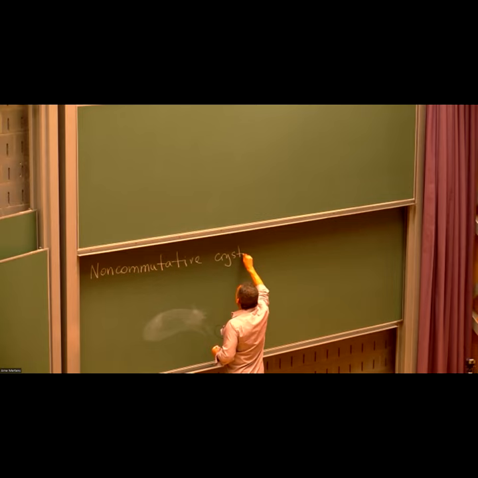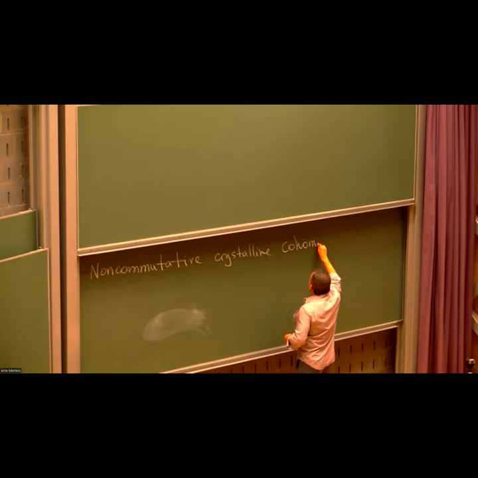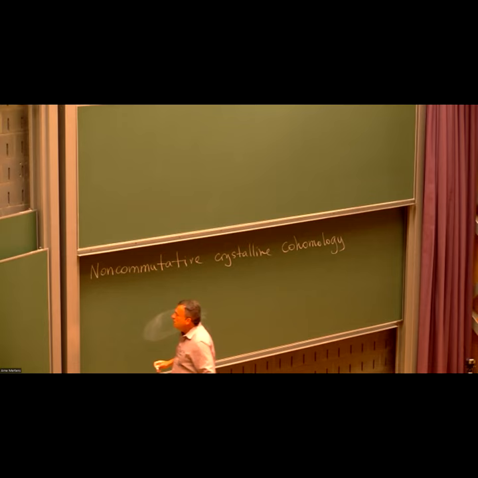It should be three talks by three different people, because it's about reviewing three different related things. On the other hand, Dima Kaledin will supplement me in some way. So, non-commutative crystalline cohomology. Maybe let me start. A is an associative algebra. And let me briefly recall what cyclic homology is.